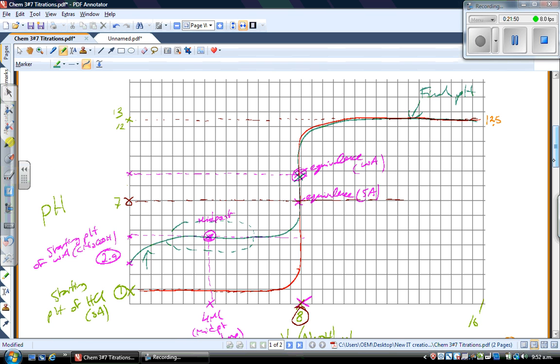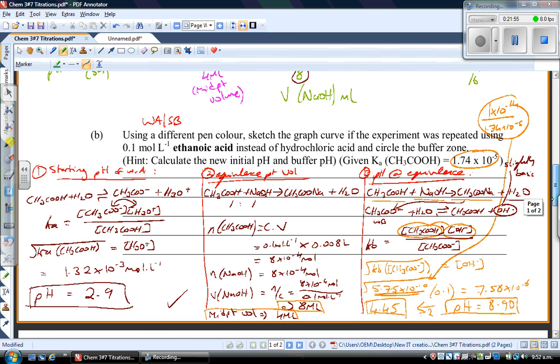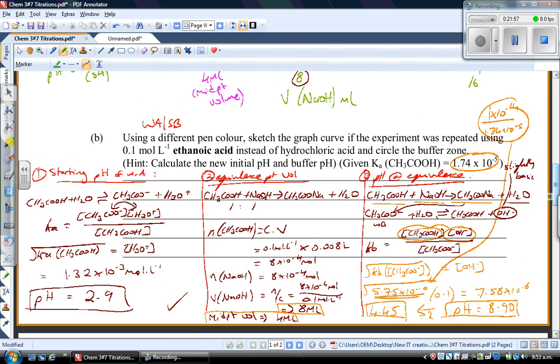So they're great questions to practice. If you can do those types of questions, you can do the trickiest questions you get on your exam papers.